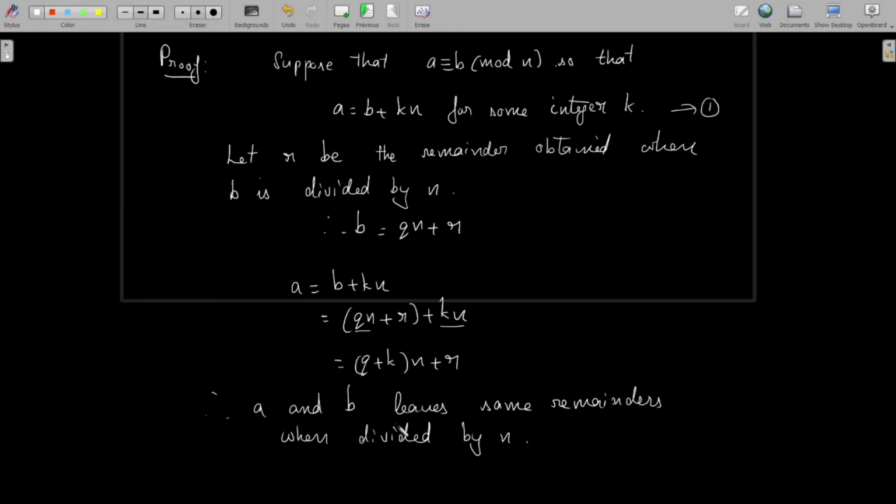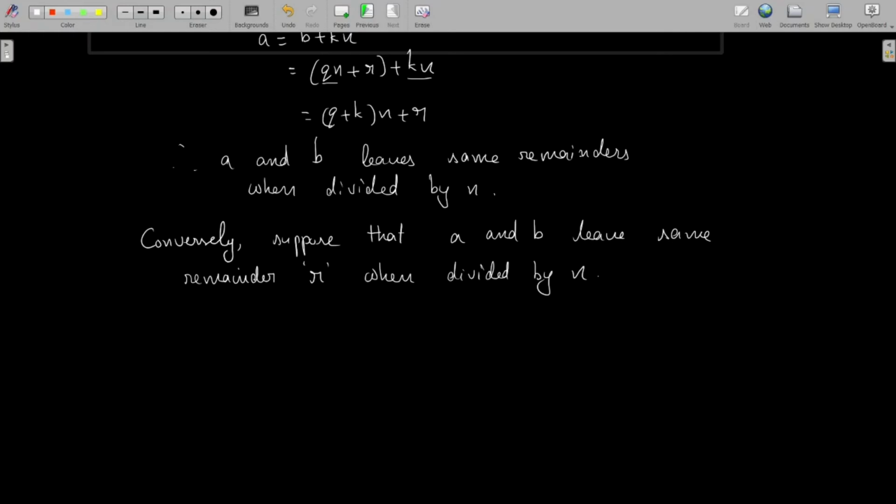Conversely, we have to suppose that a and b leave the same remainders when divided by n, and we have to show that a is congruent to b mod n. So conversely, suppose that a and b leave the same remainder r when divided by n. So we may write a is equal to some q1 into n plus r, that is a multiple of n plus r. Also b is equal to another multiple of n, that is q2 n plus r.